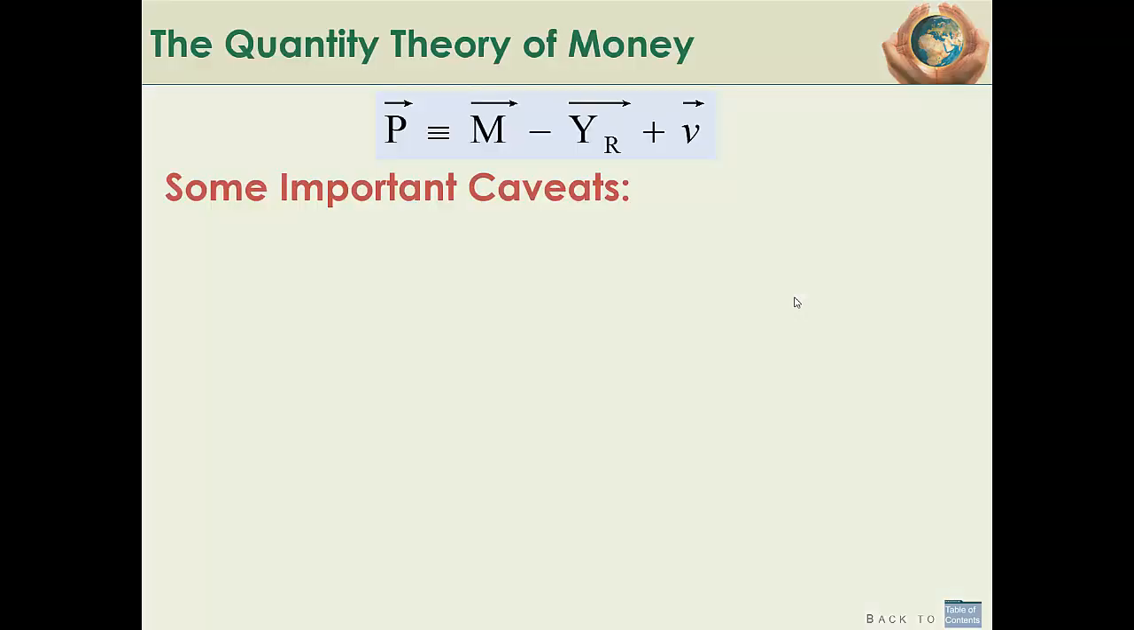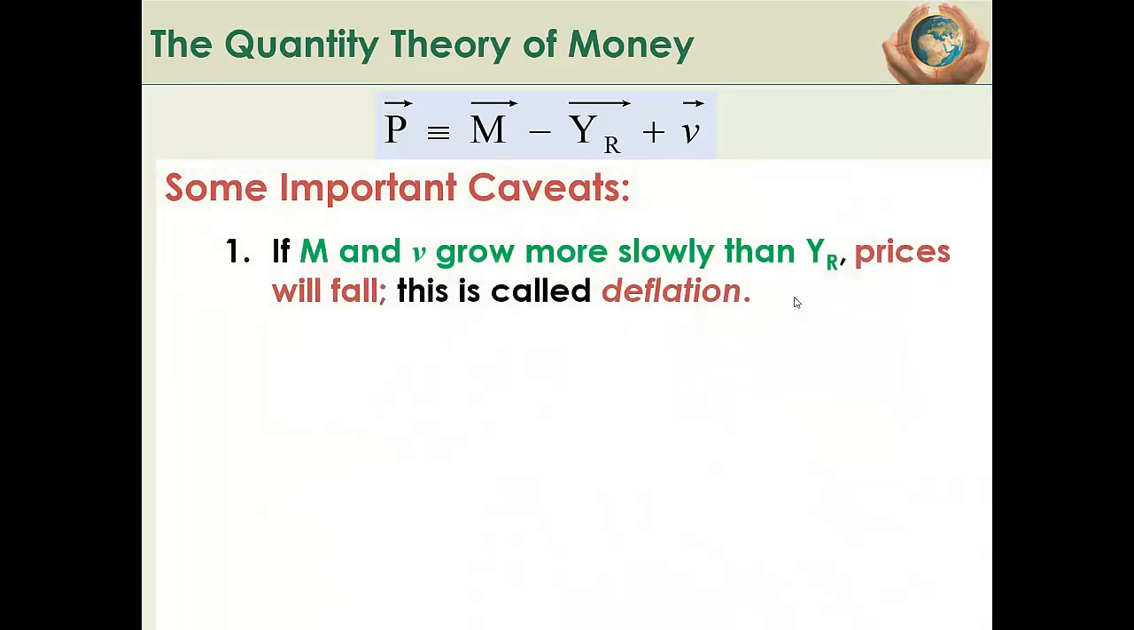Now there are some important caveats to keep in mind. One, if the money supply and the velocity rate grow more slowly than real GDP, prices will fall. So imagine, for simplicity, that we don't have any monetary growth, so this is 0, and we don't have any change in the velocity growth rate, and that also is 0, but you do have some increase in real GDP. Then that suggests that the price level will decrease. And a decrease in the price level is called deflation.